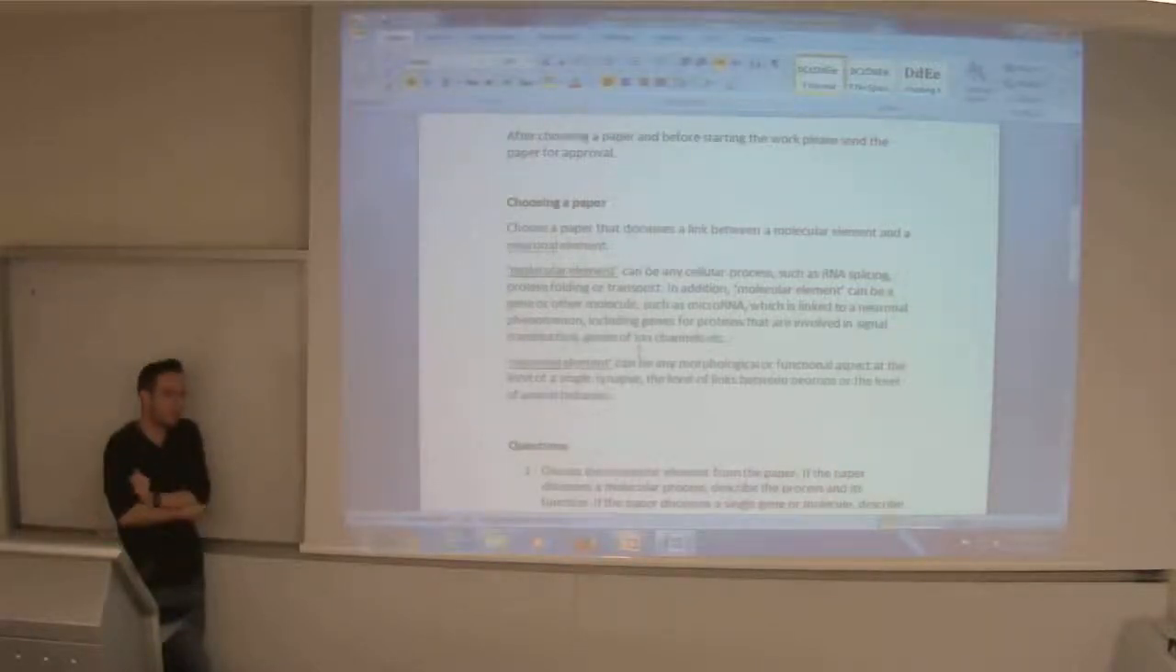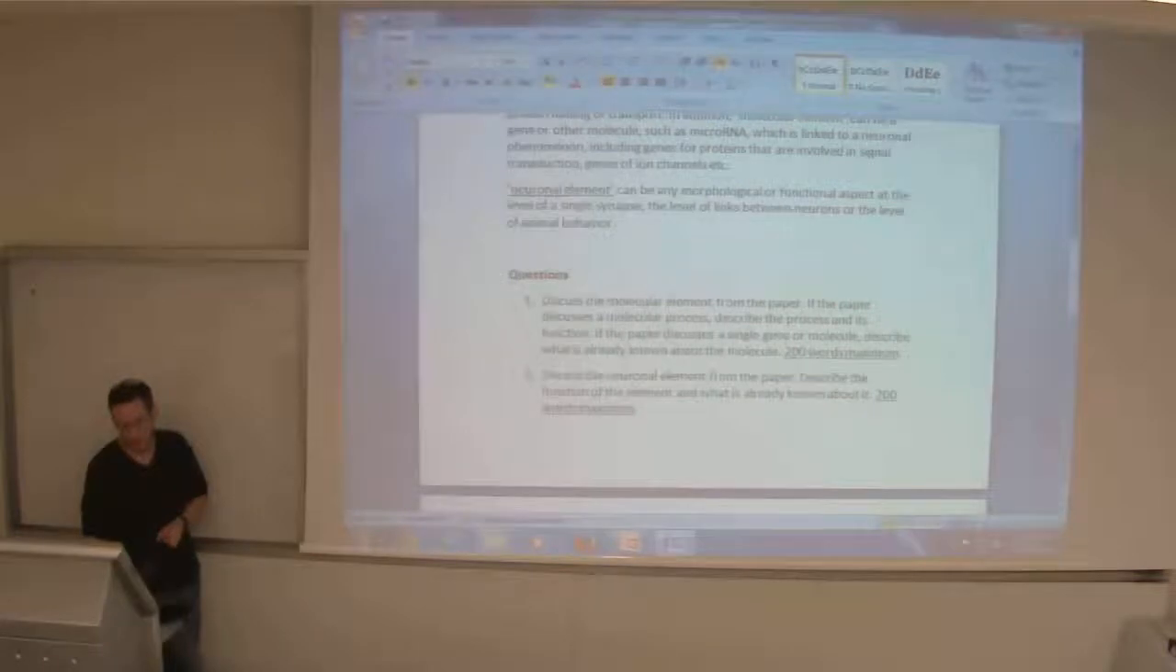So either even a human neuron disorder is a neuronal element in this sense, or if an article shows that the dendritic spine thickens or changes its morphology, it is definitely a neuronal element. Okay, the first assignment is to discuss the molecular element from the paper.